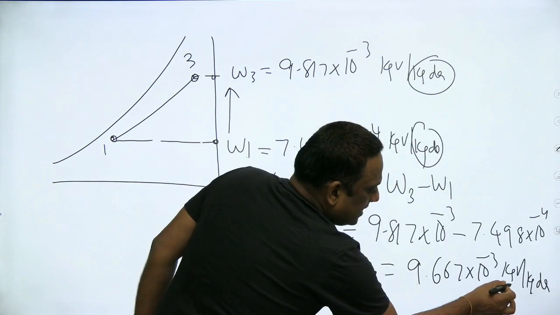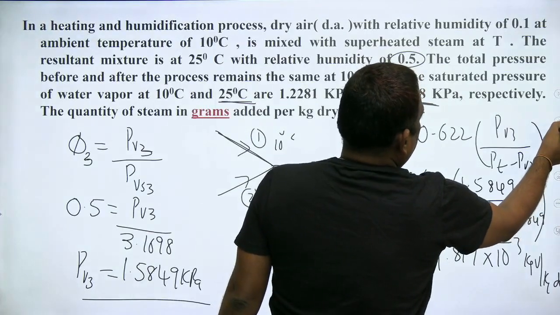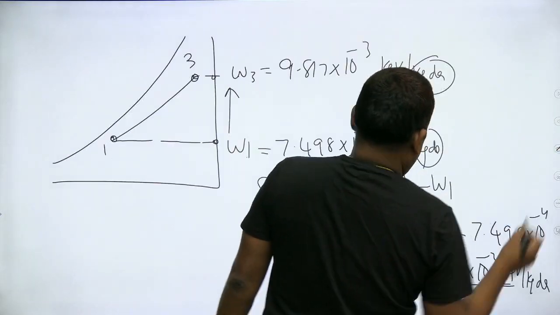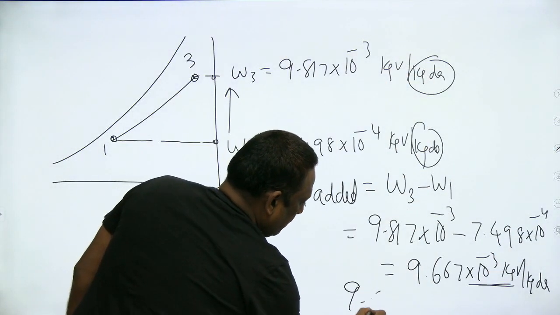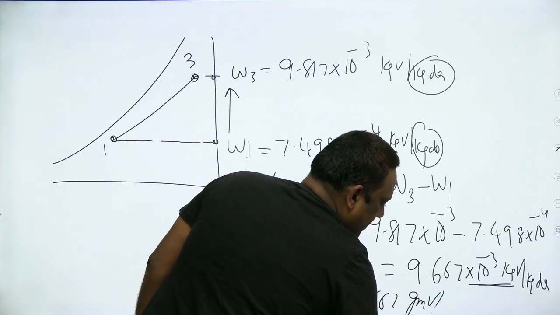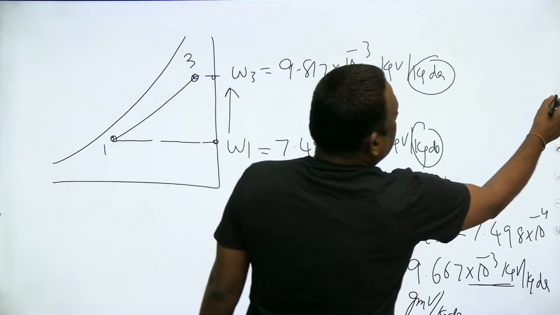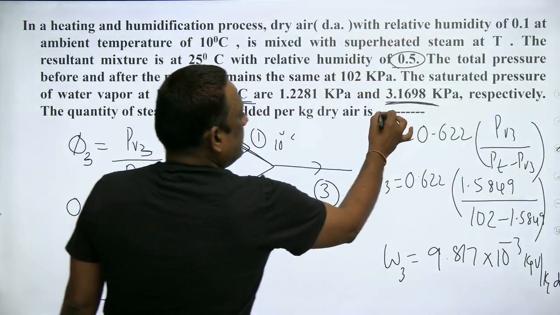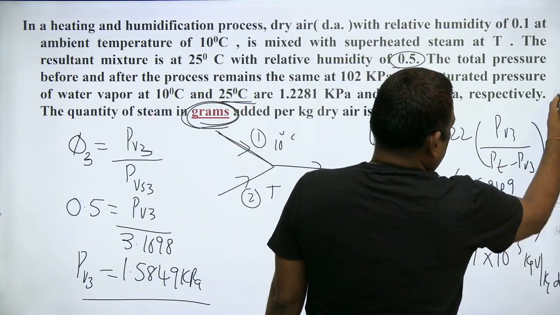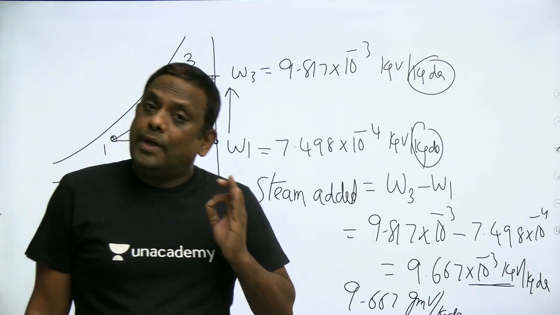What does 10 power minus 3 kg mean? Because if you see, my dear students, he is asking in gram. So therefore, this can be written as 9.667, and 10 power minus 3 kg is gram. So 9.667 gram of vapor or steam is added per 1 kg of dry air. So your answer should be 9.667 gram of vapor per kg of dry air. This is a very good question.